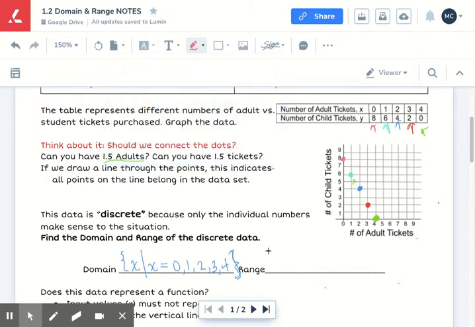The range is the number of child tickets. And again, I just have to list the data points that we have there, just the Y values. Now, with domain and range, we're always going to list things in order from least to greatest. So even though these points were presented from high to low, I'm going to list them from low to high. So I've got 0 is my smallest, then 2, then 4, then 6, and finally 8.